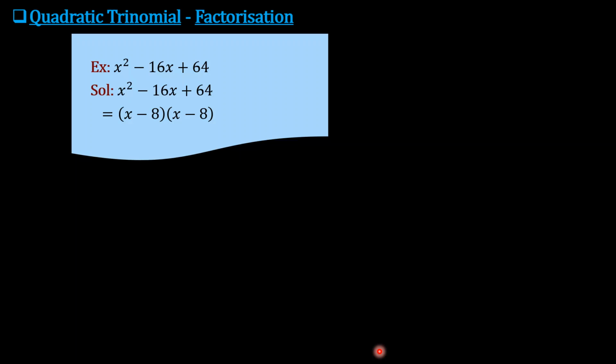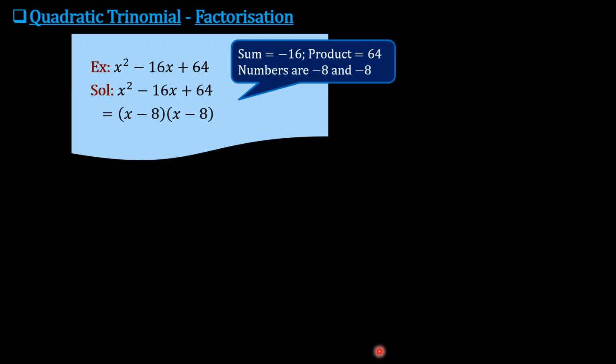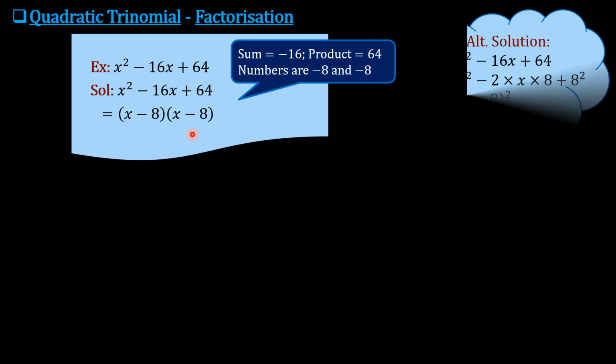So here is some more example. x² − 16x + 64. We can see the sum is −16 and the product is 64. So the numbers are −8 and −8. That's why the factors are like this: (x − 8)(x − 8).